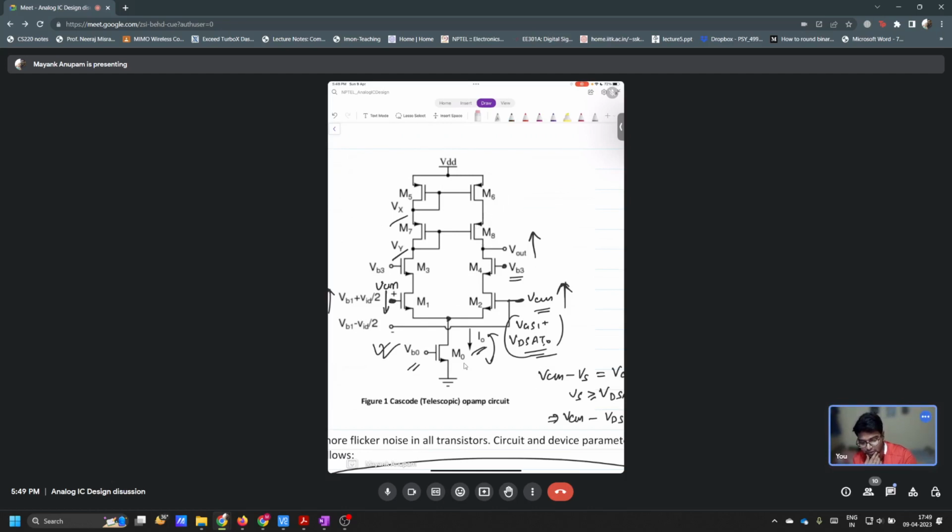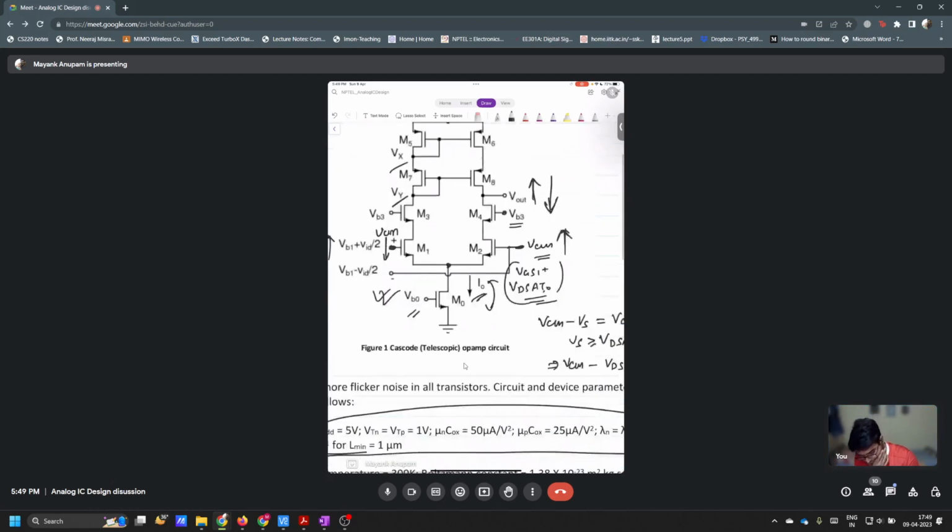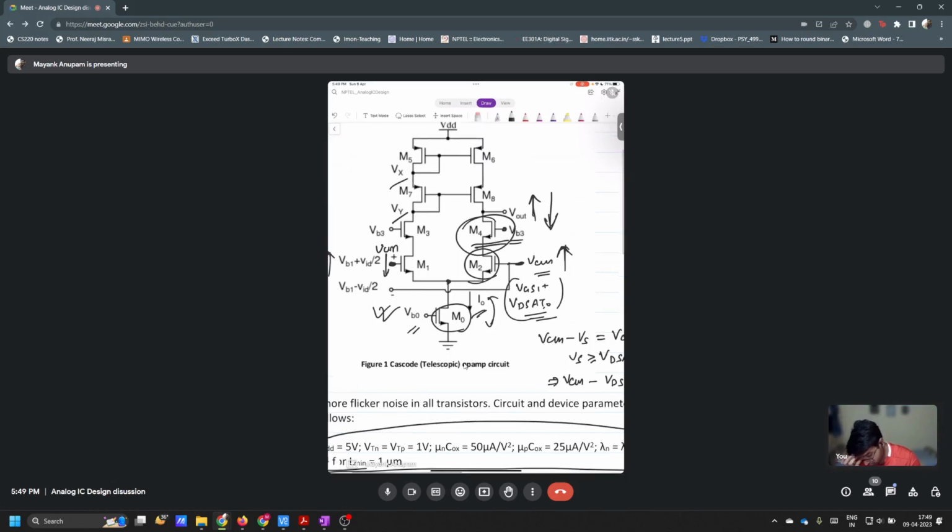Fine. Now tell me, what is the minimum that Vout can go? M4 in saturation, good. And also M2, right? Yes, sir. And also M0. So all these three would be in saturation when Vout goes down. Every voltage will be moving in that situation. Sir, here the minimum Vout can be 3 VDsat, assuming VDsat is the same for all.